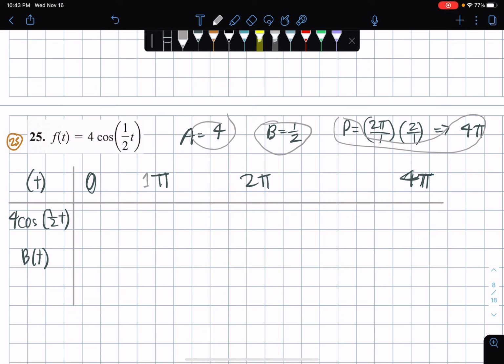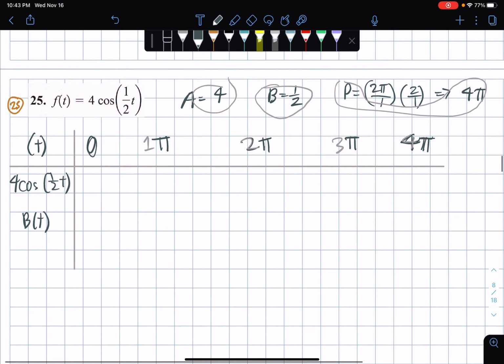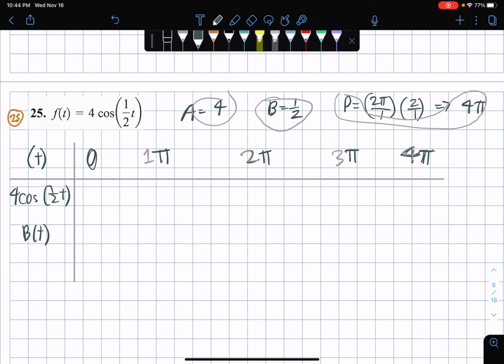0 times 0, 1 times pi is still pi. This is 2 pi, this is 4 pi, then this should be 3 pi. Don't you see the pattern? I hope it's pretty apparent. It's pretty obvious. So yeah. Put this in the calculator. 4 cosine times 1 over 2 times whatever the t value is. So if it's 0, then it's 4, 0, then negative 4, then 0, then positive 4.